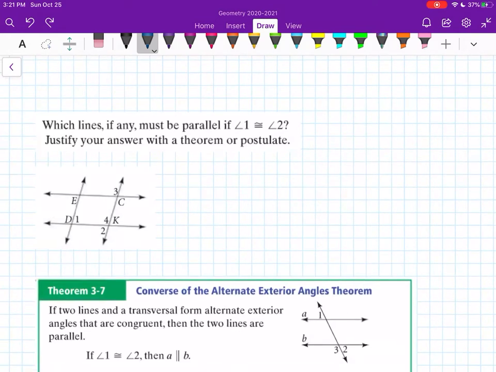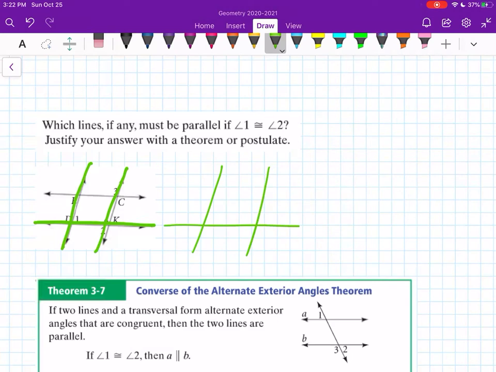An example says, which lines, if any, must be parallel if angle 1 is congruent to angle 2? So I'm going to highlight the lines that make angle 1. Angle 1 uses line DK and line ED. And angle 2 also uses line DK, and then I need line CK. If I just look at those and ignore that other line, it can help me really see what I'm looking at.